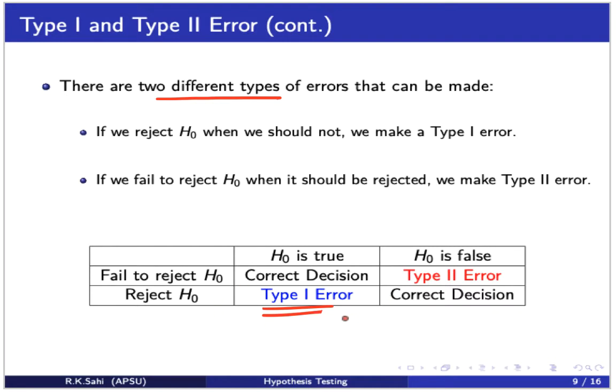So we're going to have a type 1 error. On the other hand, if the null hypothesis is false and we say, no, everything is good and ready to go, that means we are failing to reject the null hypothesis. Again, we are having some little issues here. That means we have a type 2 error.